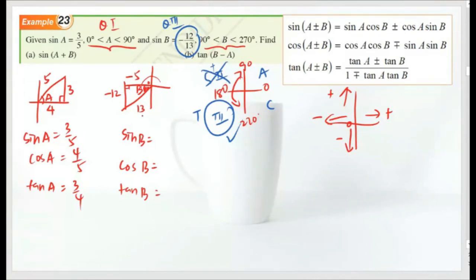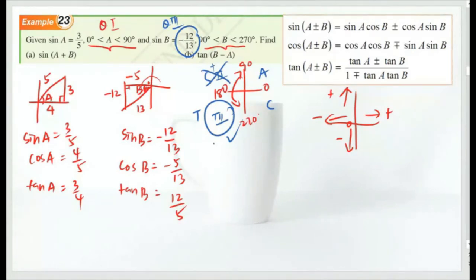So now we have sine B, opposite over hypotenuse, negative 12/13. Cos B is negative 5/13. And tangent is negative over negative, right? Negative over negative becomes positive, so 12/5. This is revision actually. I already taught you in the previous lesson.